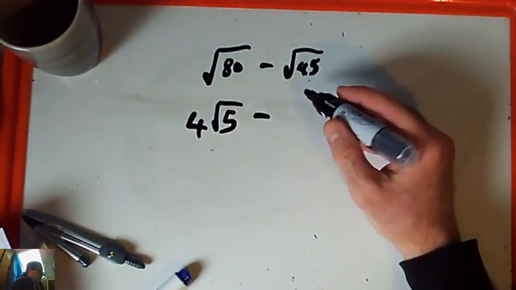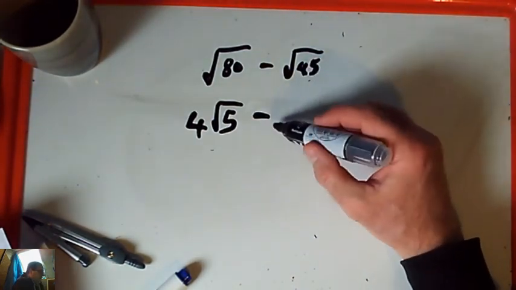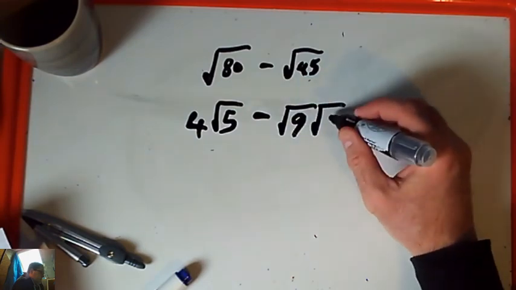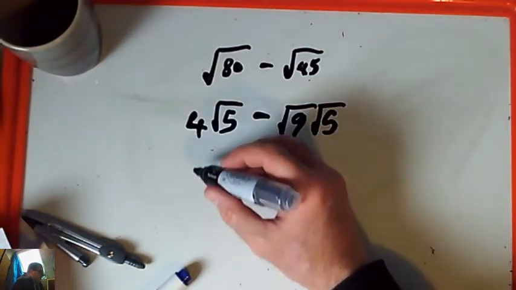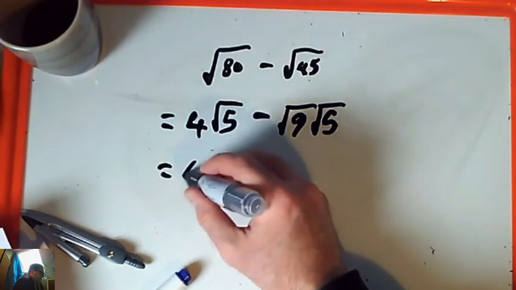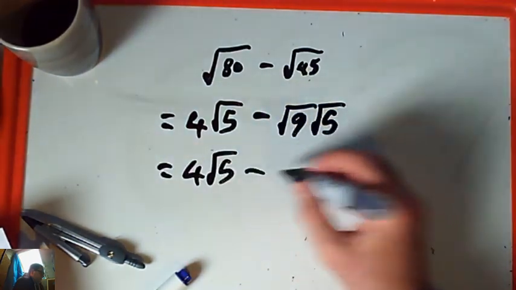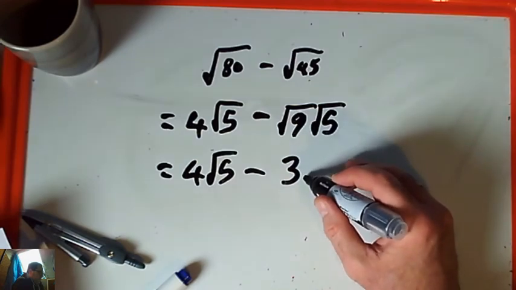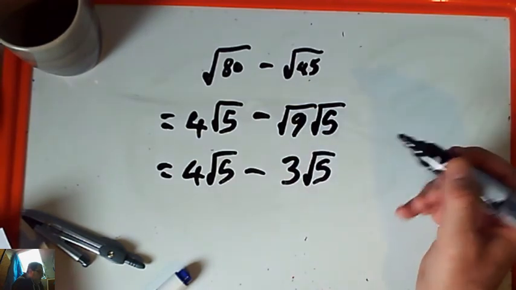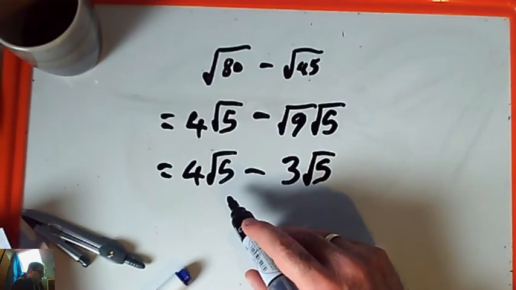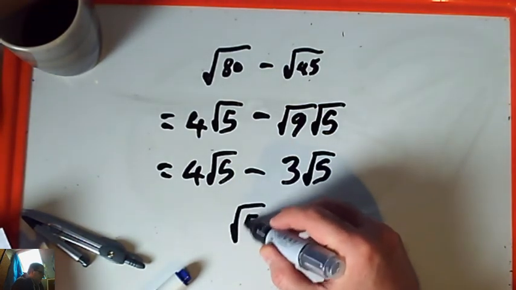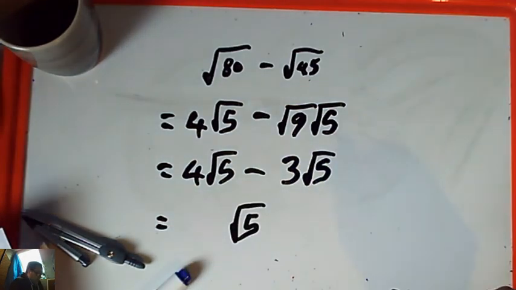Okay, minus. So I spot that 45 is 9 times 5. So root 45 is the same as root 9 times root 5. And then root 9 is nicely 3. So that's the same as 3 root 5. So 4 square roots of 5 minus 3 square roots of 5 just makes one single square root of 5. So the answer is root 5.